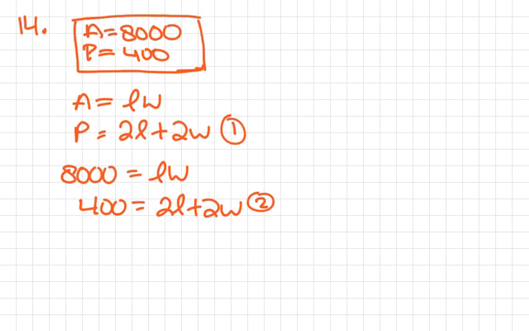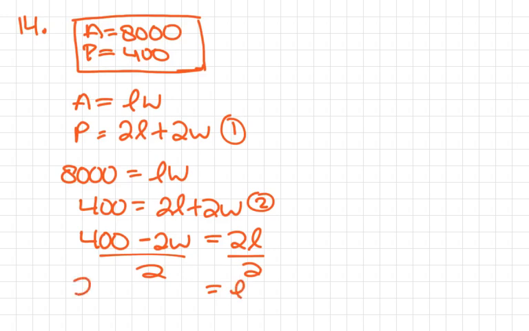I'm going to rearrange the second equation to isolate L. So now I have 400. I'm going to take away 2w from both sides, equals 2L, then divide both sides by 2. So I'll be left with 200 minus w equals L. I'm going to call that number 3. Now I'm going to take number 3 and put it back into number 1.